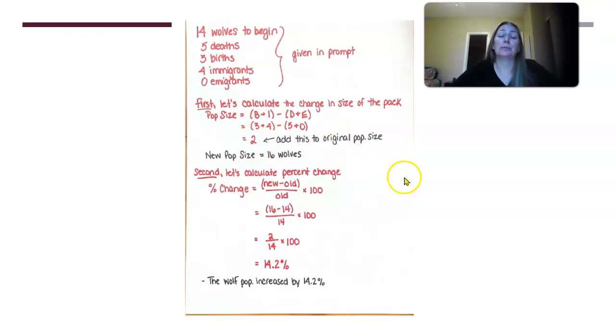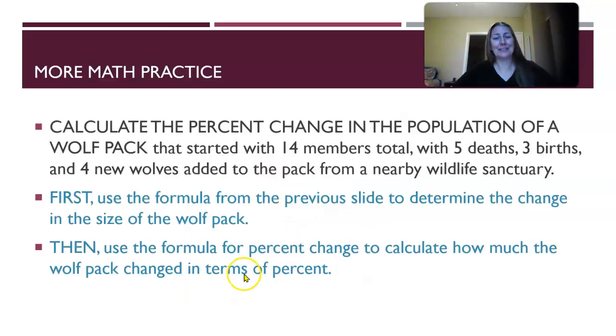So now we have to calculate percent change because that's what the prompt wants. Percent change: take whatever your new number is minus your old, over old, times 100. 16 minus 14 is 2. 2 over 14 times 100. So the wolf population increased by 14%. If you ever use percent change and you end up with a negative number, that doesn't mean you're wrong. It just means that the population, instead of increasing, decreased. So that is it. Woo.